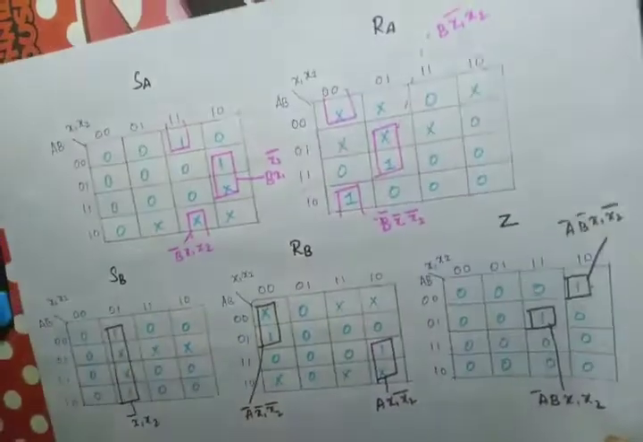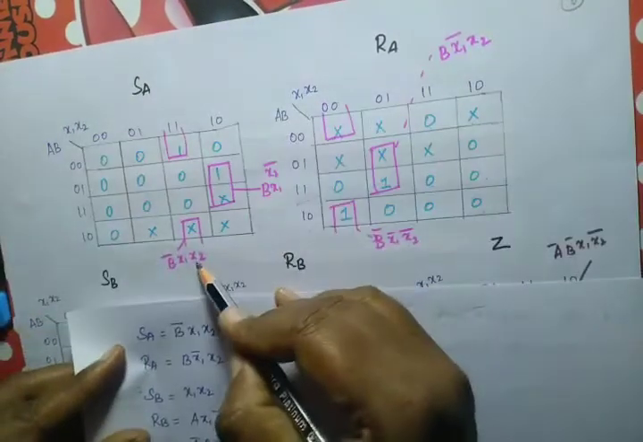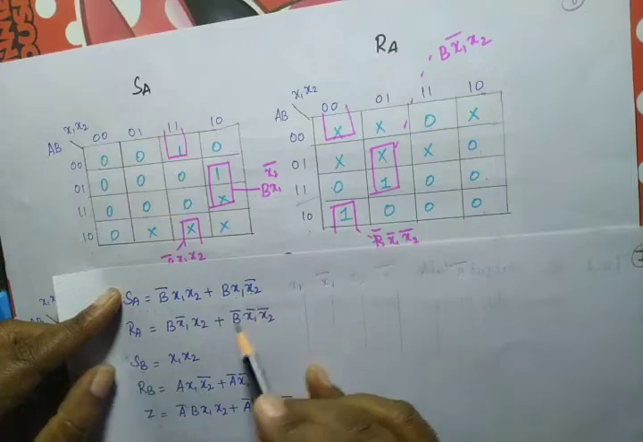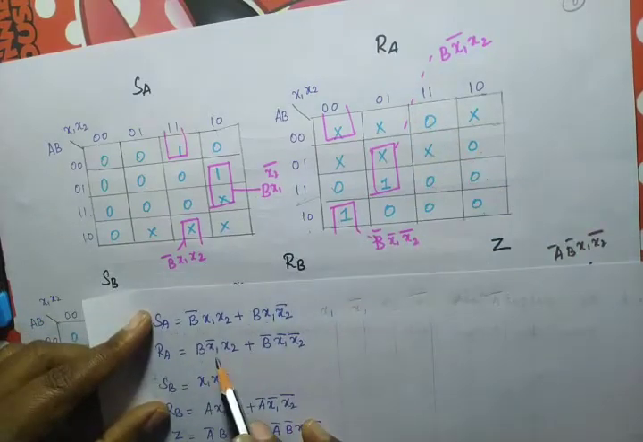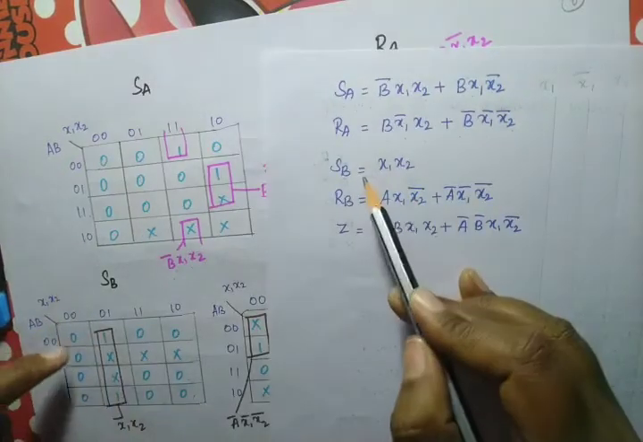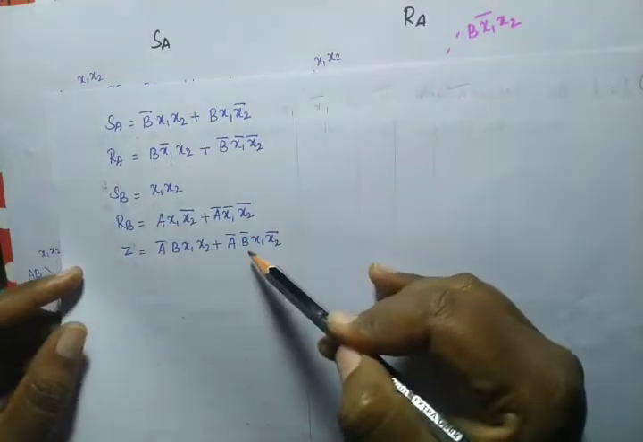And the final step is we have to write the expressions for this. Now what is SA? From this we can write SA is equal to B bar x1 x2 plus B x1 x2 bar. What is RA? B x1 bar x2 plus B bar x1 bar x2. What is SB? SB is x1 x2. What is RB? So from this we are going to write SA, RA, SB, RB, Z.